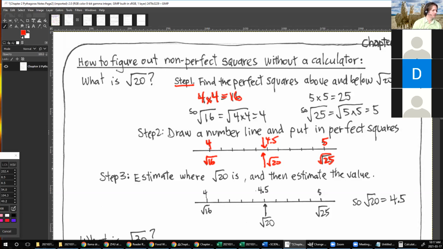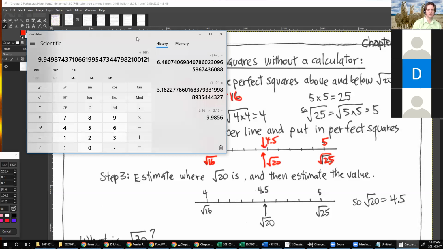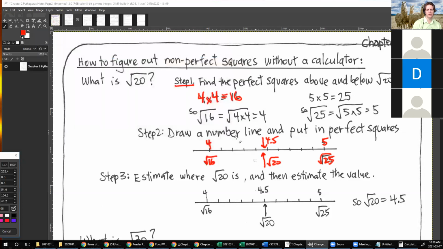Let's see how we did on our guess. I'm just doing this to double check. Square root of 20, 4.47. There you go. So again, pretty darn close. 4.47 rounds up to 4.5. And that's how you could just guesstimate. You can make an estimate about how to get close to a square root of a non-perfect square without using a calculator.